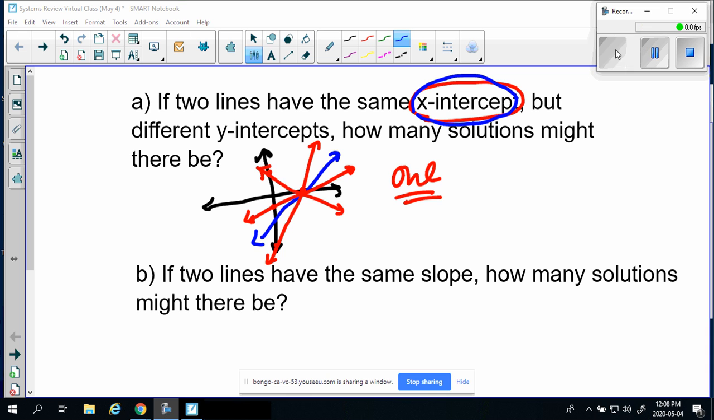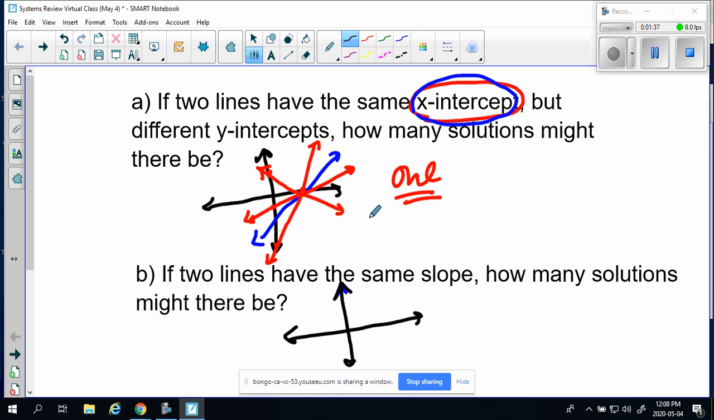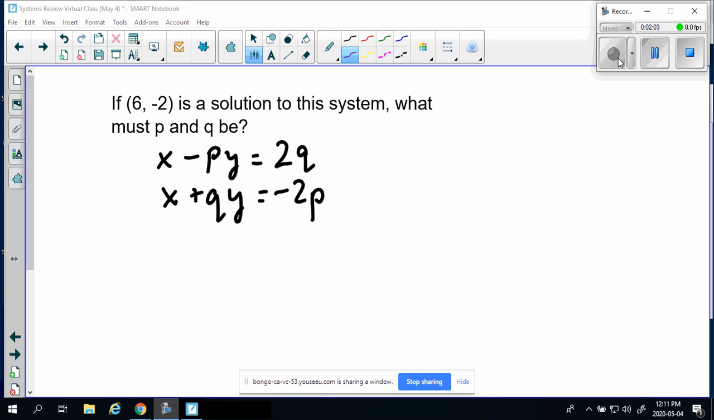In part B, it says that the two lines have the same slope. How many solutions might there be? And the students were asking, wait, do they have the same intercept? And it does not say if they have the same intercept. It just says that they have the same slope. So we have a few possibilities. If we have a line like this and a parallel line like this, then there would be zero solutions. But if we had this as our original line and then the same slope, but it's actually the same line, then you're going to have infinite solutions. So there's actually two possibilities in this case. You have to be careful.